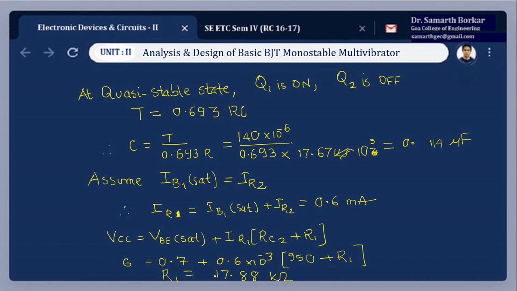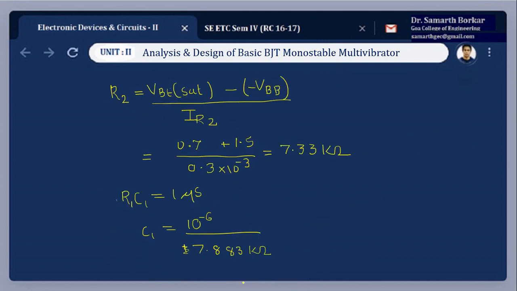Just go back to the slide. Here I have made a small mistake. This value of R1 is 7.88, not 17, so I'll just make a zero here. So it is 7.88 kilo ohms. Students, kindly make a change here in this problem while solving. So the value of C1 is 10 to the power minus 6 divided by the value of R1, that is 7.88 kilo ohms, and the answer is 126.9 picofarad. So with that, we have come to an end of this problem.